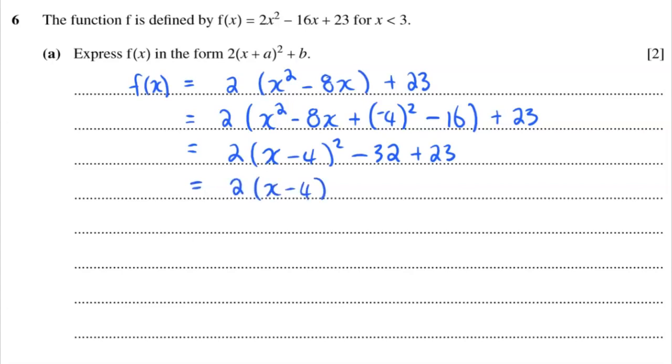I said 2, so I started writing 2. 23 minus 32 is -9. And so we're done. We should write that x is less than 3 as well. Express the function in the form. We've done that. We don't technically have to say what a and b are. It's obvious from the form.